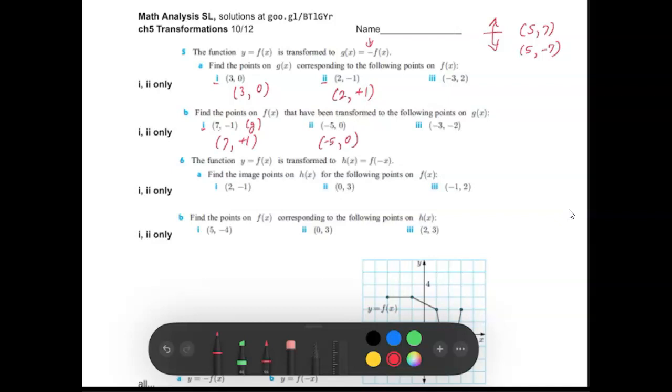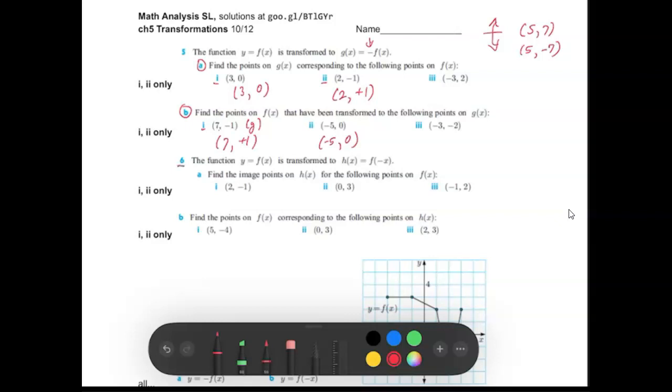is 0. Okay, so the procedure for A and B is the same, because whenever you do a vertical reflection, what you're doing is keeping the x coordinate the same, and the y coordinate you're flipping back and forth between positive and negative.